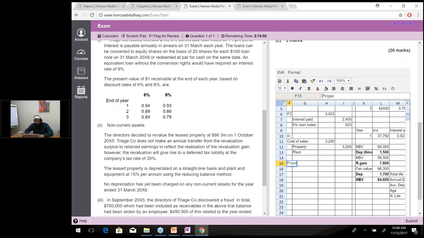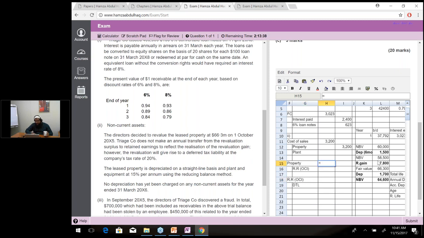So first I'm writing the revaluation: property debit, revaluation reserve through OCI credit. Then its deferred tax impact: revaluation reserve through OCI debit, and deferred tax liability credit. So this is the entry to record the revaluation and then the tax.